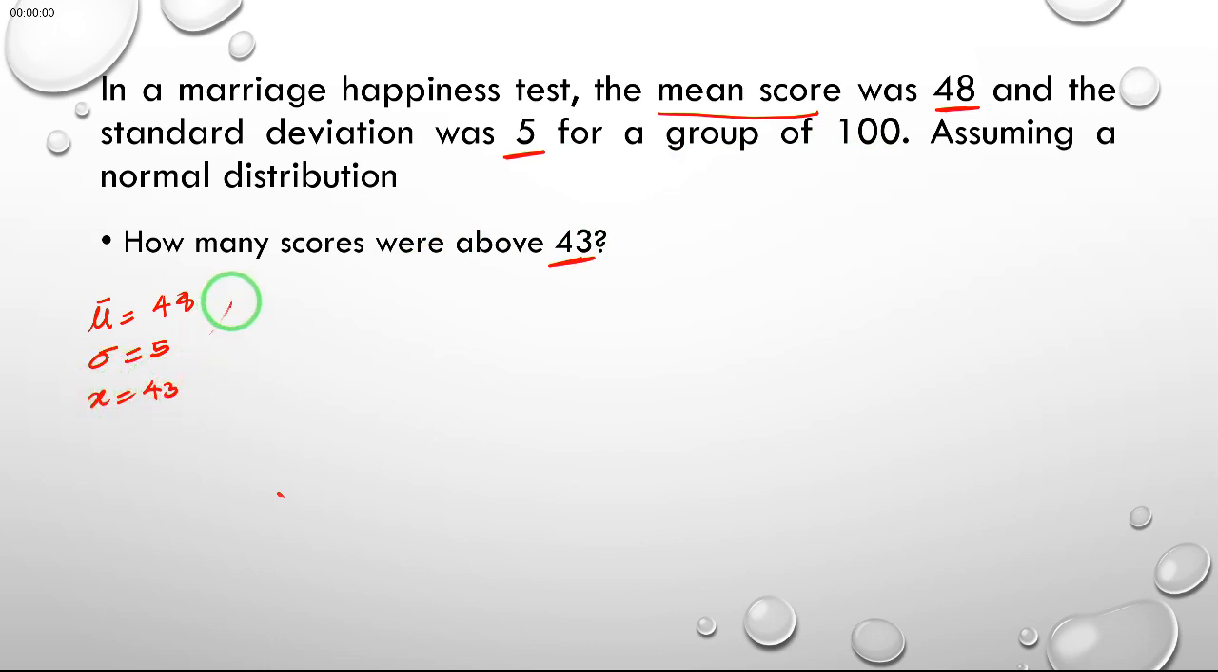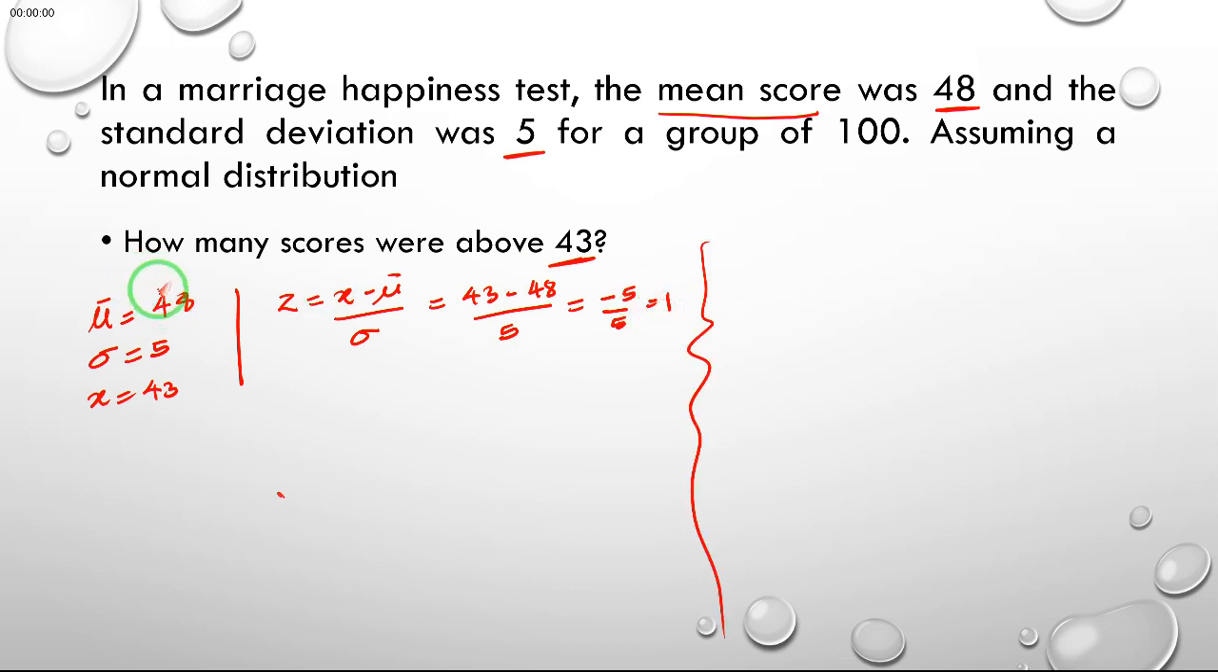From what we know about finding the z-score, which is the standard score for a normal distribution, z is equal to x minus mu all over sigma. Since we know these figures, we can say it's 43 minus 48 divided by 5, which equals negative 5 over 5, which becomes negative 1.